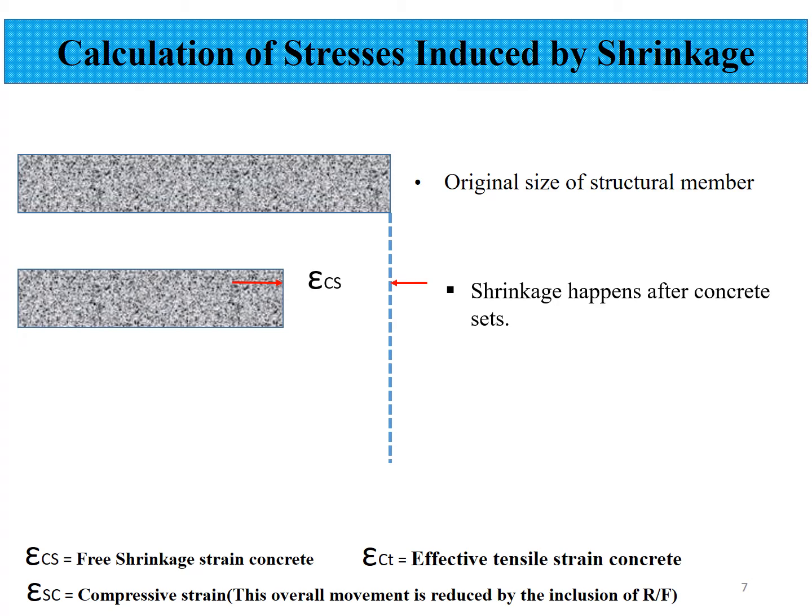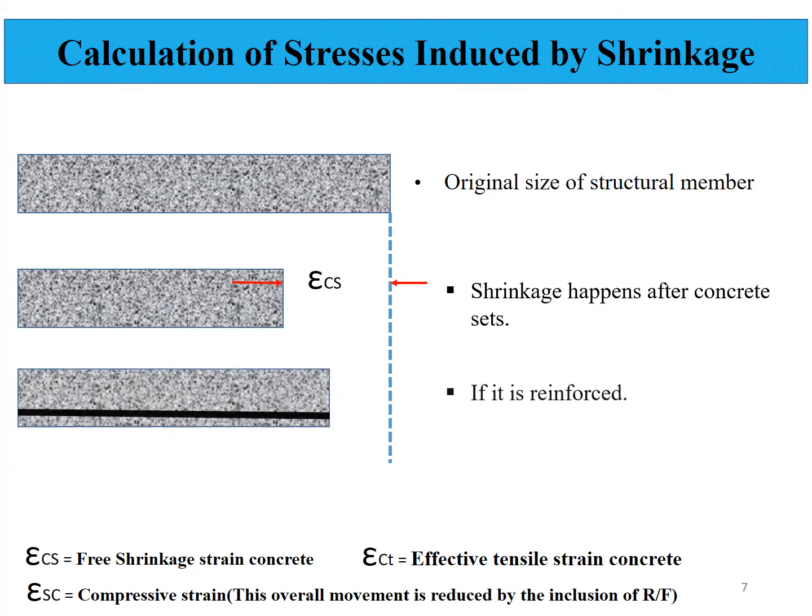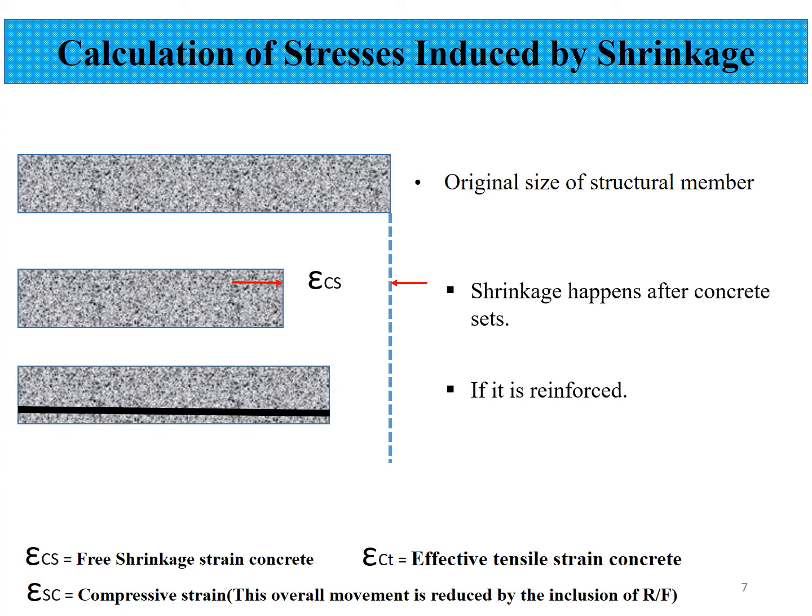When concrete sets, it shrinks. The shrinkage amount is called epsilon Cs. Our objective here is to determine the change of length due to shrinkage. Next, suppose the concrete is reinforced. There will still be shrinkage but a lesser amount, because the steel still provides partial restraint. The concrete will be stretched by this amount, which we call epsilon Ct.